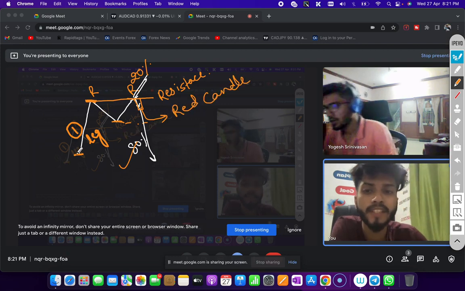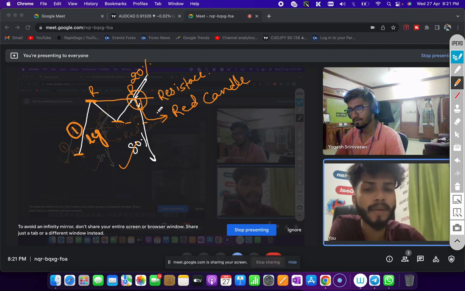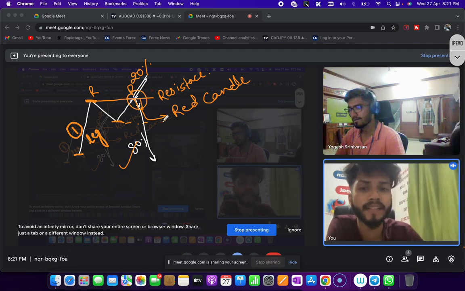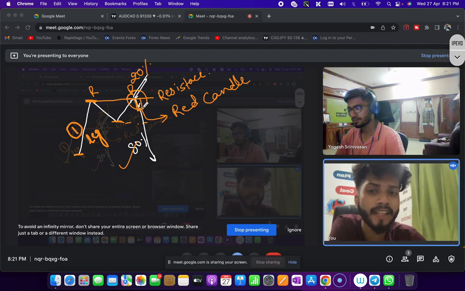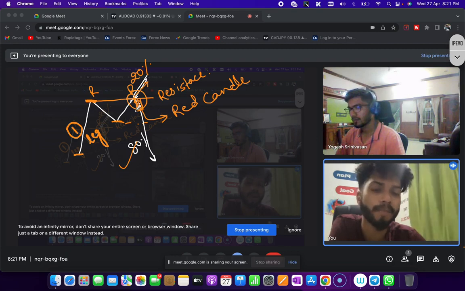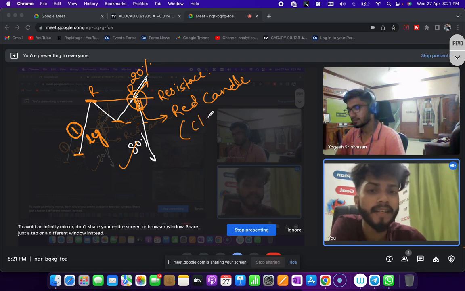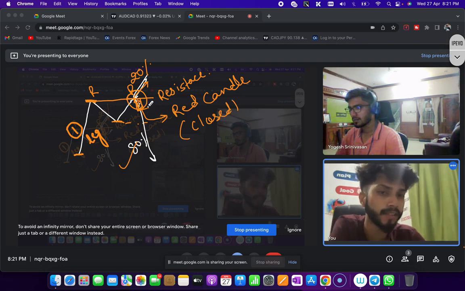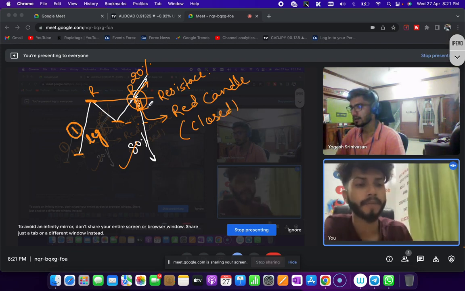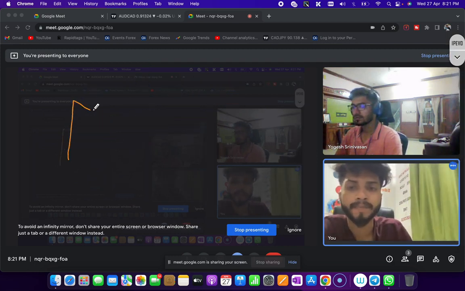Let's say you see something going up, coming down, and then again going up. At this particular moment it is your turn to stay aware in the market. You wait to see whether it will create a red candle right here so that you can initiate your entry, or whether it will move up. Until the candle is closed, you will not initiate the trade.